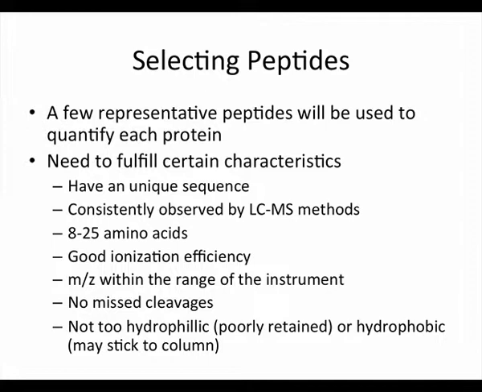They need to be unique, obviously, because if they're not unique, who knows what you're measuring. They need to be consistently observed by other mass spec methods. They need to be, of course, within the length that a mass spec typically measures, so let's say 8 to 25 amino acids. They need to have good ionization efficiency, an m/z within the range of the instrument, typically no miscleavages, and not be too hydrophilic or hydrophobic. Those are typically things that you look for when you're looking for a peptide that will, quote unquote, fly in the mass spec.